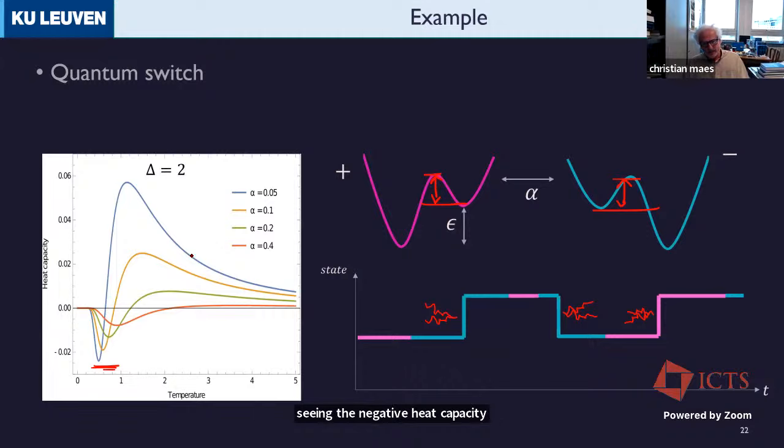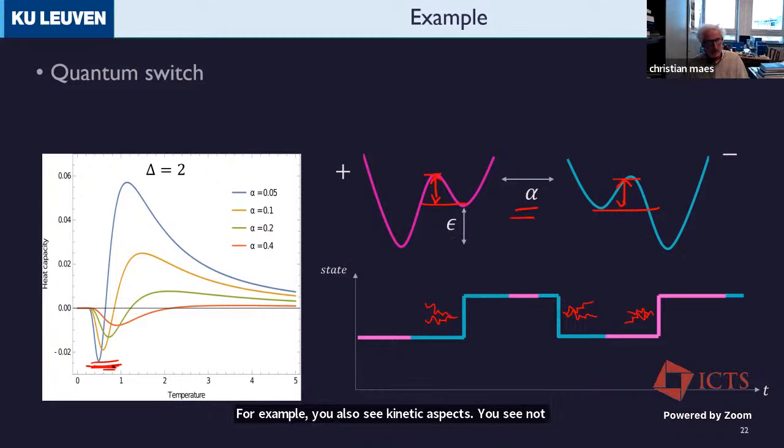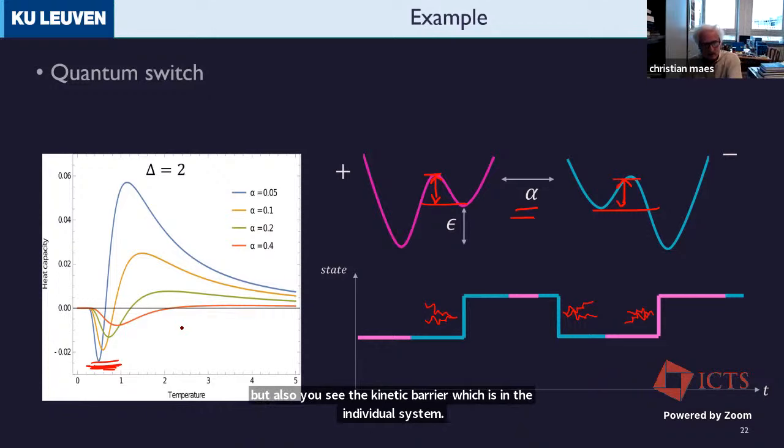So in other words, already here, even though the system is very simple, you can already understand that there is information really in this heat capacity, and much more than in equilibrium. For example, you also see kinetic aspects. You see not only this switching between the potential, but also you see the kinetic barrier, which is in the individual system. So these non-equilibrium heat capacities can reveal that.